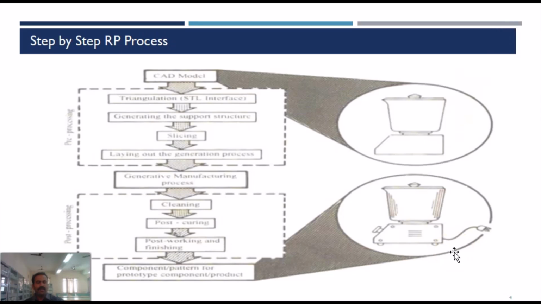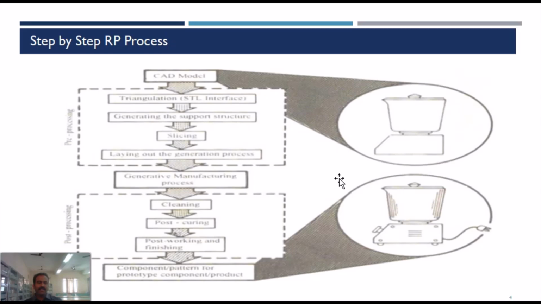We already discussed the step-by-step rapid prototyping process, but now we go through it again. First, we create a CAD model by using any drafting software to create a design. Next, the CAD drawing is converted to a triangulation language, the STL file, standard tessellation language file.